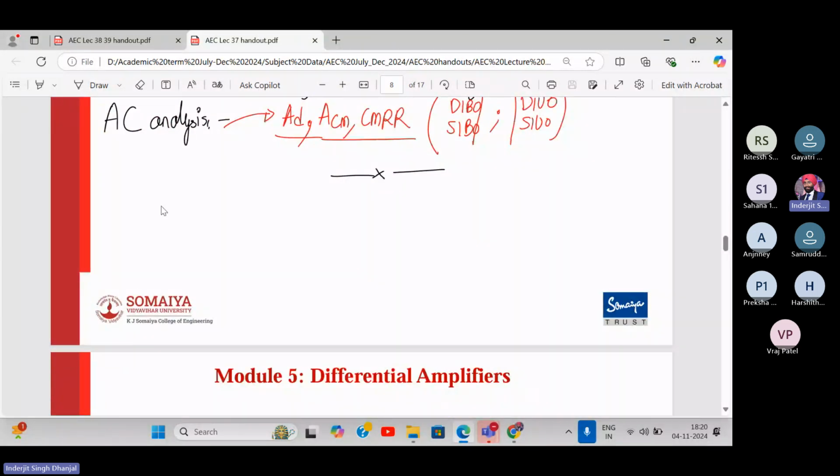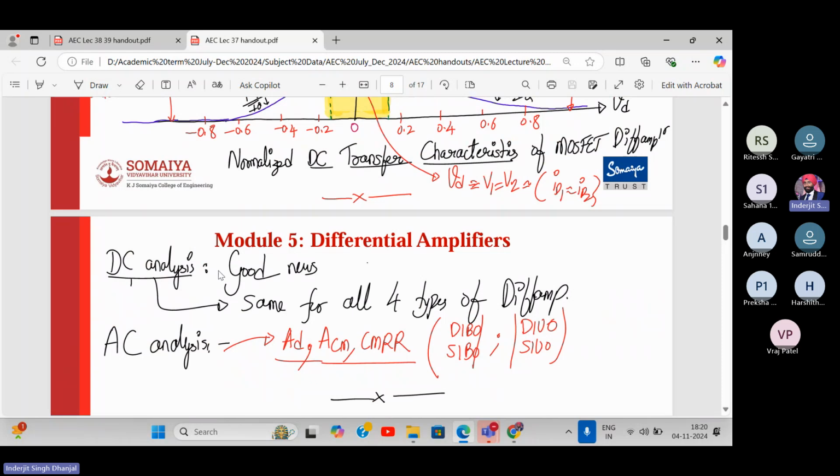So let's start with today's analysis. The good news is that the DC analysis of the MOSFET differential amplifier is the same for all four types of DFAM. Which are the four types? DIBO, dual input balanced output; DIUO, dual input unbalanced output; SIBO, single input balanced output; and SIUO, single input unbalanced output. For AC analysis, we will divide into two parts. For SIBO and DIBO we will derive AD, ACM, and CMRR. That's almost an every-time question for the examiner: derive the expression for differential gain, common mode gain, and CMRR for any of the differential amplifiers.